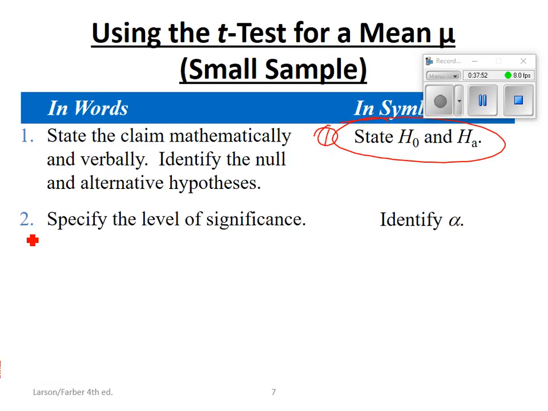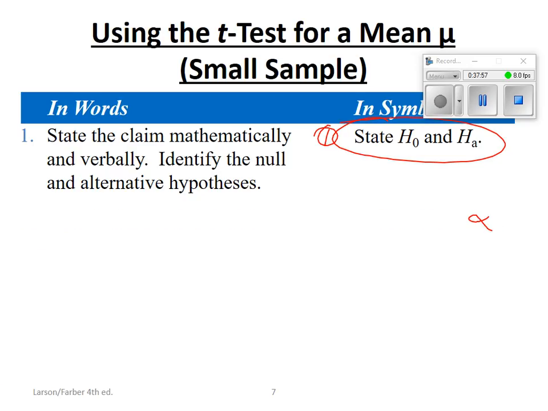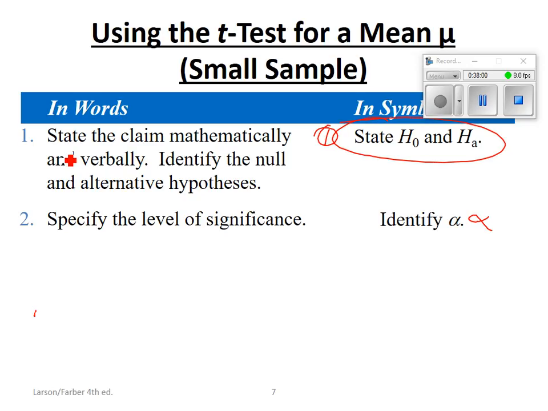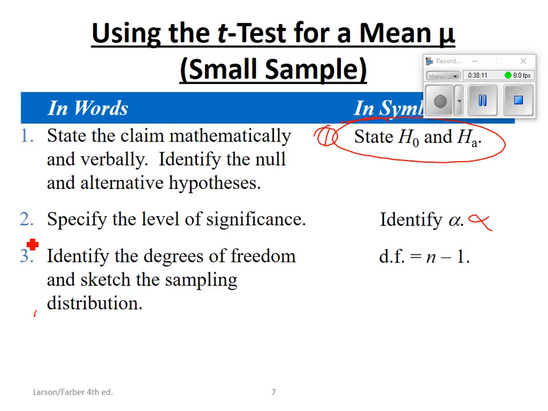Next, find the alpha. Identify the alpha. I don't even know why we put this in there as a step. Is it very hard to find the alpha? No, they tell it to you. Third thing, find DF, the degrees of freedom. When I made this up, I must have thought that Nick was an idiot because I really broke this down. That's probably a little too much as far as the steps go.